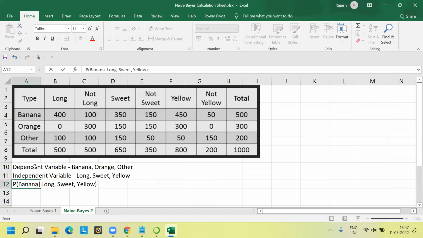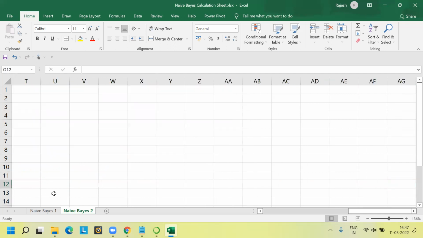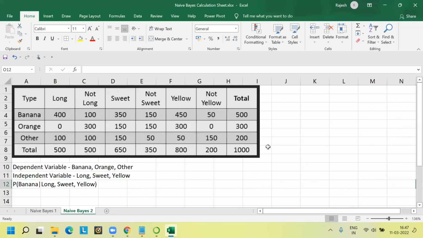And the dependent variable y has 3 categories: banana, orange, and other. They created a cross tabulation. This is actually the cross tabulation given to us. Now we have to find out the probability of the fruit being banana, given it is long, sweet, and yellow. Now, as per the formula, we need prior probabilities. So let us calculate the prior probabilities.